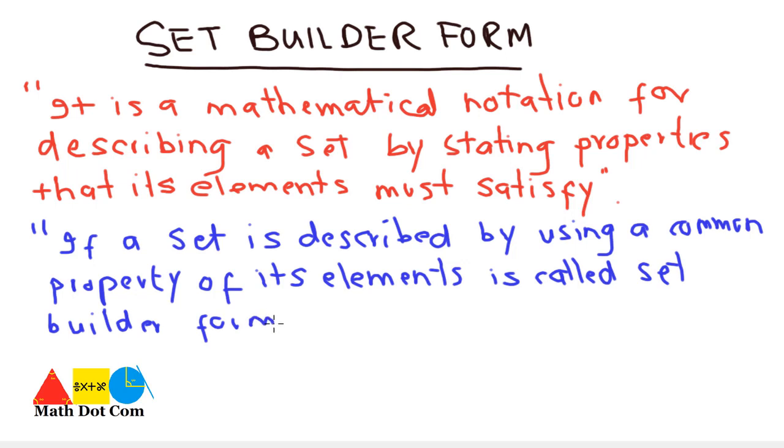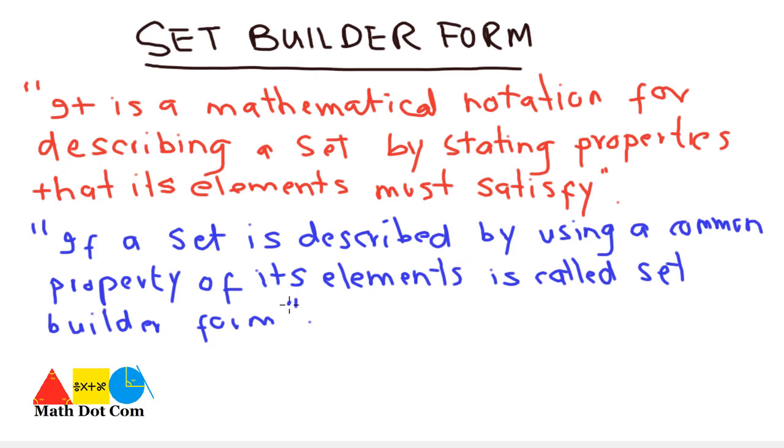The purpose of stating the two different definitions of a set builder form is that if you have some confusion in its first definition, you can understand the concept by its second definition, which is much simpler compared to the first. So set builder form is a mathematical notation for describing a set by stating properties that its elements must satisfy. Or if a set is described by using a common property of its elements, it is called set builder form. That is, if we describe a set by choosing a specific common property of its elements, then it is called a set builder form.